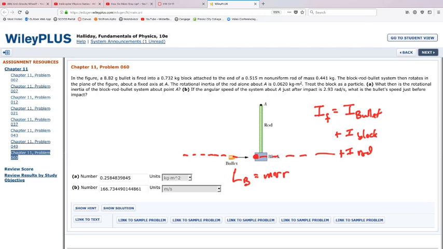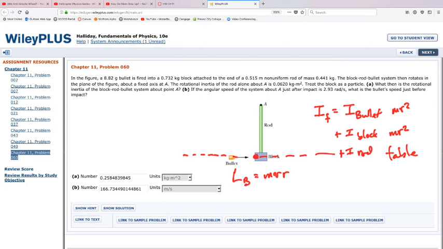So go look up. What are you going to do for the bullet and the block? What equation would you use for those? mr squared. You just treat them like point particles. They're masses at a distance r away from the axis. But what about the rod? What are you going to have to do for that one? You're going to have to go to the table and look up a slender rod pivoting about one of its ends. 1/3 ml squared, I think, if I remember correctly.